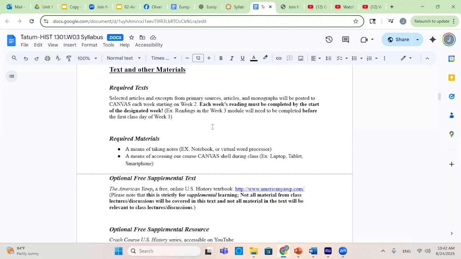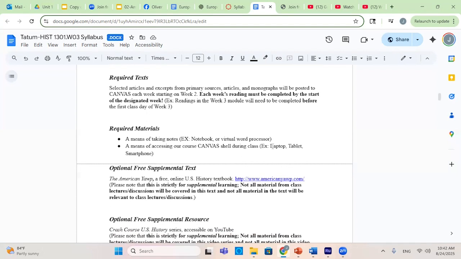The only thing I do require you to have is some means of taking notes, whether you prefer to take your notes right on the device that you're accessing this from, or if you want to have a notebook, whatever. Have a means of taking notes. Make sure you're taking notes as you follow along with video lectures, okay? Don't just assume you're going to retain all the information. That's not an effective way to learn.